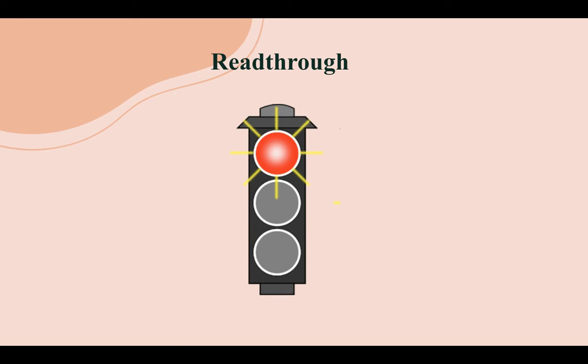A read-through mutation is kind of like running a red light, since you keep going even when you aren't supposed to.